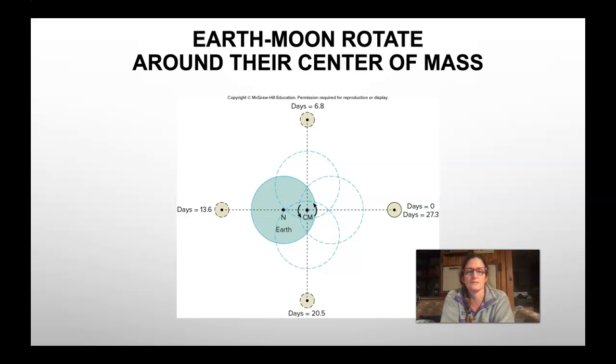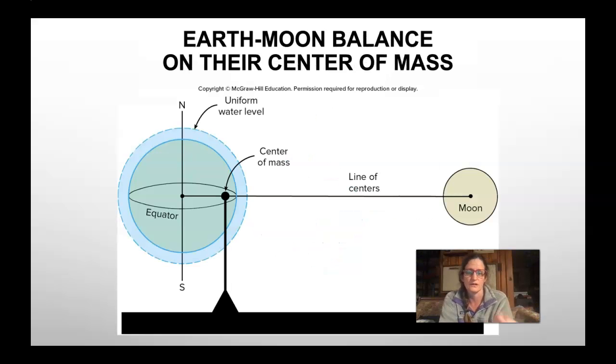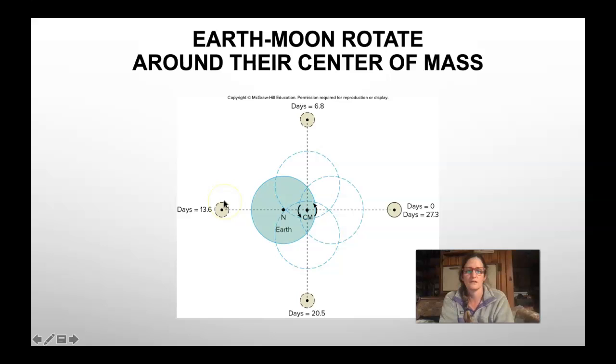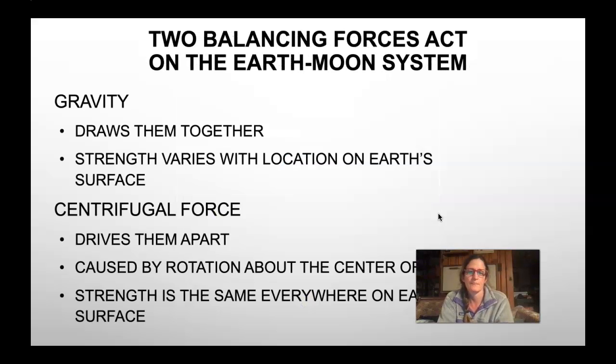And so here are days. The Earth and Moon are going to rotate around that center of mass. So here's the center of mass here. They're rotating around this point essentially, at day 0, and then it's going to go to day 6.8, day 13.6, day 20.5, and day 27.3. And that rotation around the Earth gives us a month.